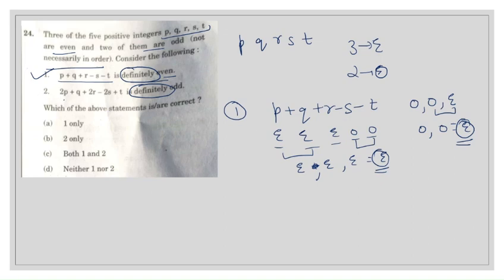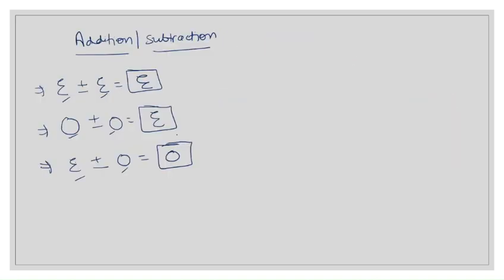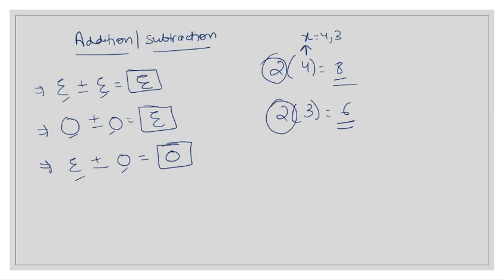Then if you focus upon the second statement, 2p + q + 2r - 2s + t is definitely odd. So here there's another concept that we must know. See, if I multiply 4 by 2, what I get is even. Here we can take x as variable. So if I x को 4 लिया, then I get an even result. If here I take x as an odd number, 3, even then I get an even result. So obviously these all will be the multiple of 2, so all these numbers will be even. This is one thing to remember. So if I multiply any number by 2, the result that I will get will be even.